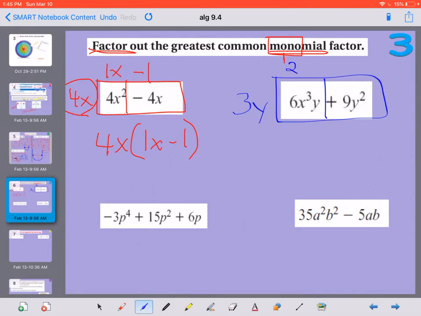This one, 3y, doesn't have any x's, so the x cubed must come with that one. And the y is already with 3y, so this is all alone. This is all done: 2x cubed. 3 times 3 to get to 9. And we need one more y because there's 2 y's on this one. So we have 3y times (2x cubed plus 3y).